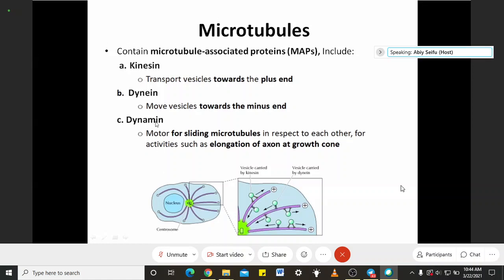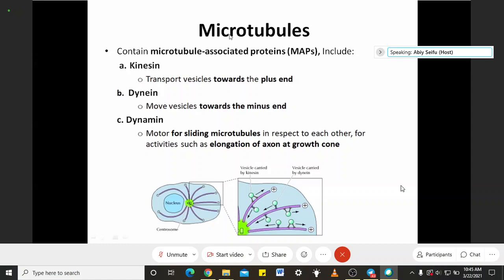We also have dynamin, which are motor proteins for sliding of one microtubule over the other. They may be needed for sliding one over the other, for example in beating of cilia, for elongation of axons, for growth of part of a cell pointing towards one direction. This type of movement is achieved because of sliding of microtubules over each other.